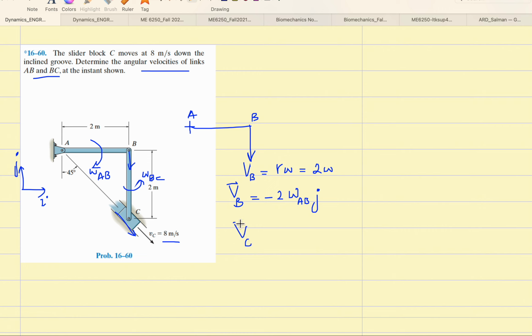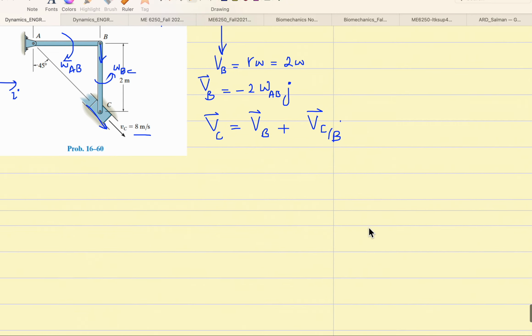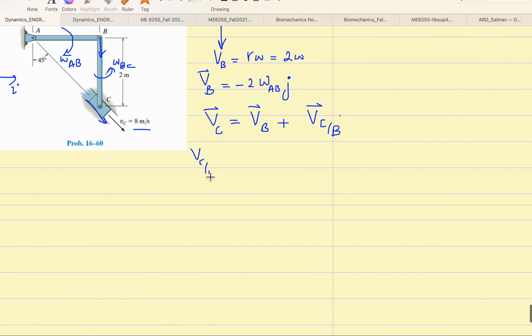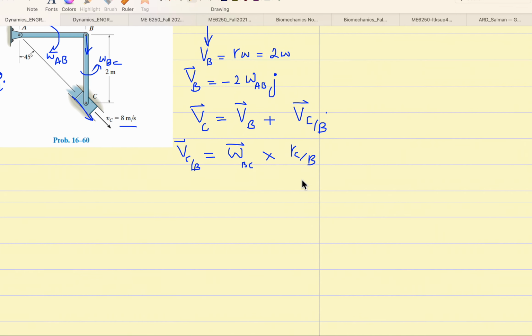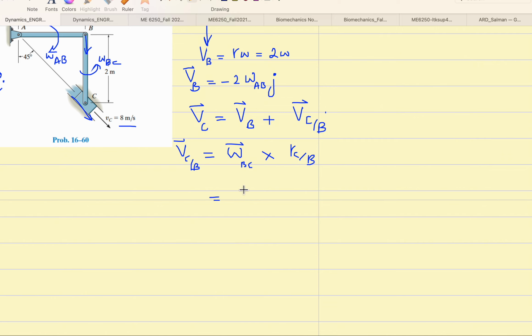Next link, I can write down this velocity equation: VC equals VB plus VC from B. Okay guys, so what is VC from B? VC from B equals omega BC cross RC from B. Now what is omega BC? We do not know, but this is counterclockwise, so I can write omega K. This is omega K cross RC from B.